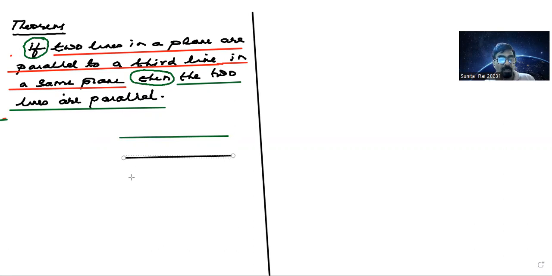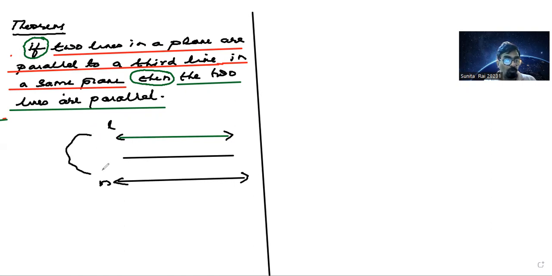I'm so sorry, I'll draw three lines, okay? I'll make you understand. You can see here, this is your line L. This line L is parallel to line N. मतलब ये दोनों parallel है, okay? Then line M is parallel to line N. Means both lines in a plane are parallel to the same line in a plane. Then these two lines L and M are parallel.